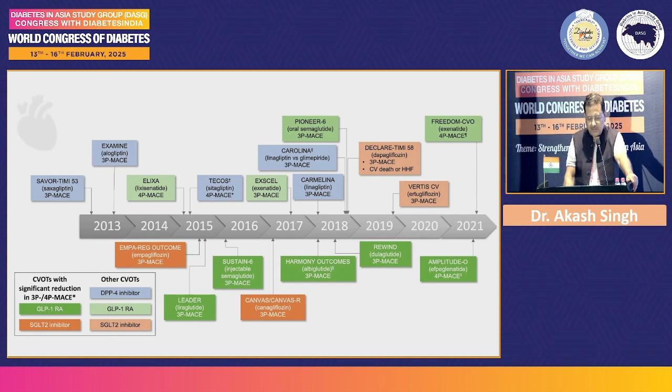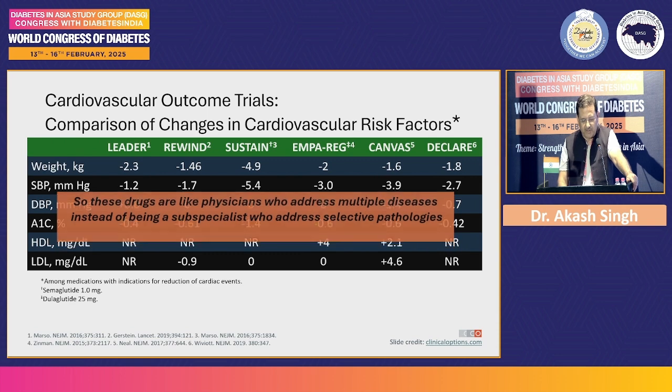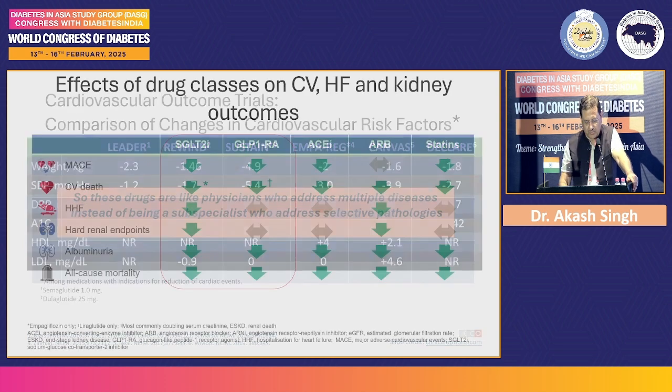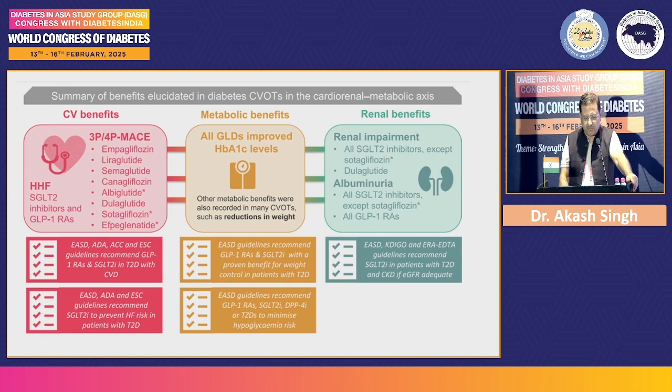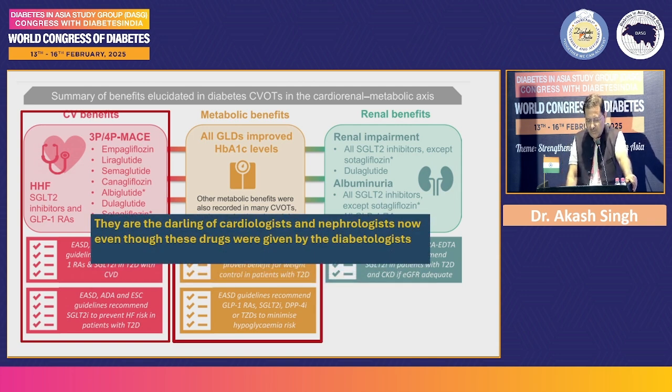SGLT2 and GLP-1 receptor agonists, you can see that all of these trials show a benefit in the cardiovascular risk profile in patients with diabetes. So these drugs are like physicians who address multiple diseases, instead of a subspecialist who addresses a selective pathology. These are versatile drugs which benefit not only MACE; they benefit CV death, heart failure hospitalization, heart and renal endpoints, albuminuria, and all-cause mortality. And therefore, the summary of benefits, I'm just going very fast. So these drugs are now the darling of cardiologists and nephrologists, even though these drugs were given by diabetologists.